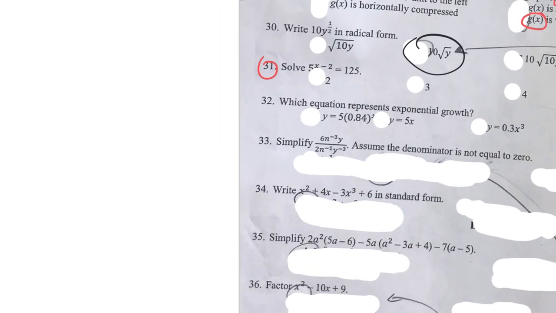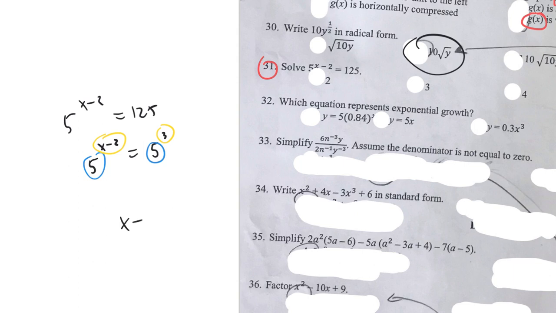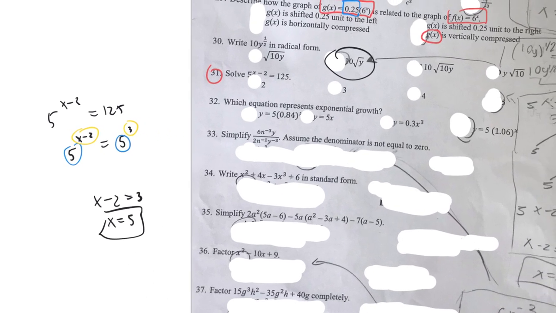Okay, problem number 31, we have 5 raised to the x minus 2 equals 125. What I like to do for these is force the bases to be the same on each side. It is the case that 125 is actually 5 to the third. So we can say 5 to the x minus 2 equals 5 to the third. So this part matches that part, which means that this yellow part has to be the same as the yellow part. So therefore, you could create a new equation that says x minus 2 equals 3. Adding 2 to both sides gives you 5, and then you're done. So that is here.